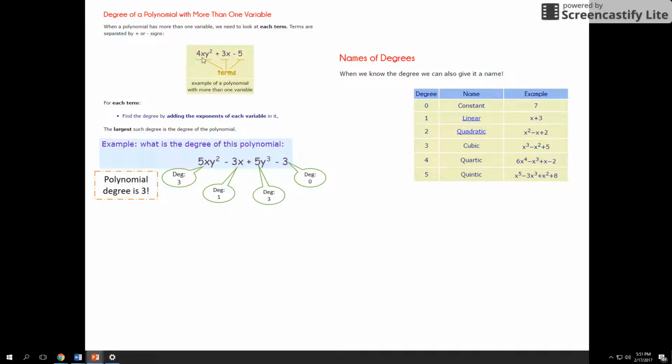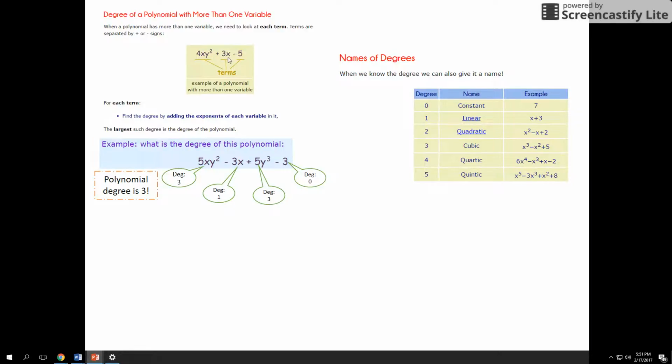What if your polynomial has more than one variable? How do you do the degree then? In order to find the degree of a term with more than one variable, all you have to do is add up the exponents. So for this first term, 4xy to the second power, the y has a power of 2, the x has a power of 1, so when you add those together, you get a degree of 3.